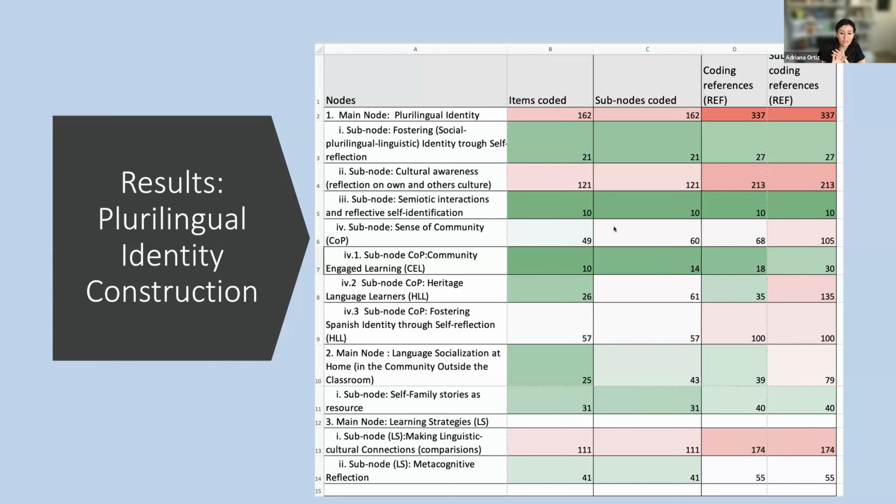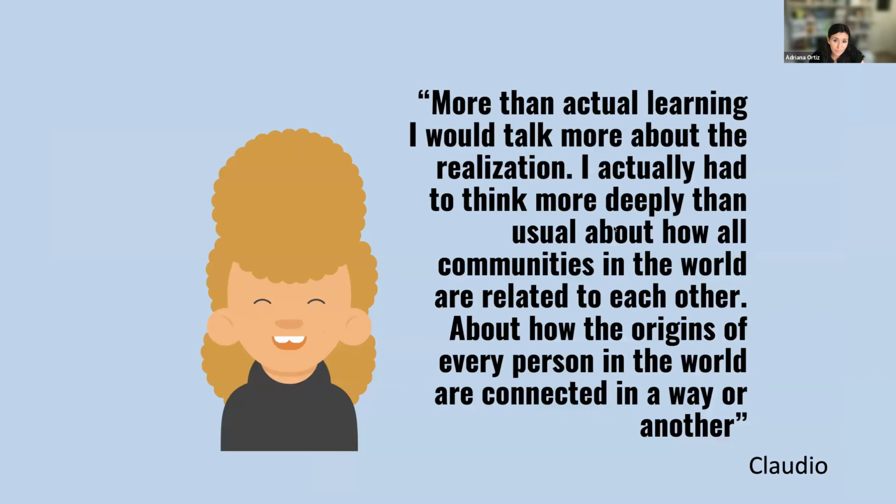For this analysis, I only extracted what the students said about plurilingual identity, because they had so much to say about other learning strategies, of course. But related to plurilingual identity, the results indicate that students engage in metacognitive and metalinguistic processes, demonstrating their ability to reflect on their linguistic and cultural experience, with 174 references.